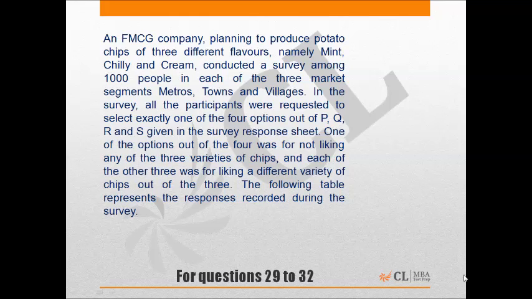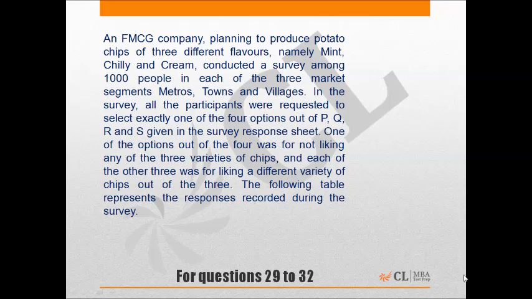In this, it is given that an FMCG company planning to produce potato chips of three different flavors, namely mint, chili, and cream, conducted a survey among 1,000 people in each of the three market segments: metros, towns, and villages. In the survey, all the participants were requested to select exactly one of the four options out of P, Q, R, and S given in the survey response C.